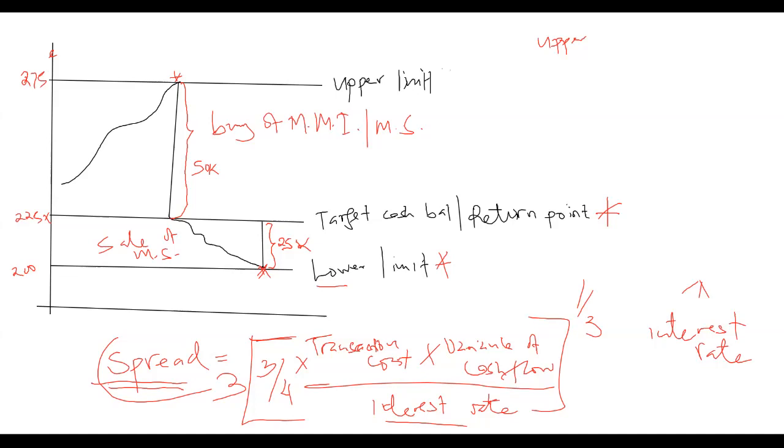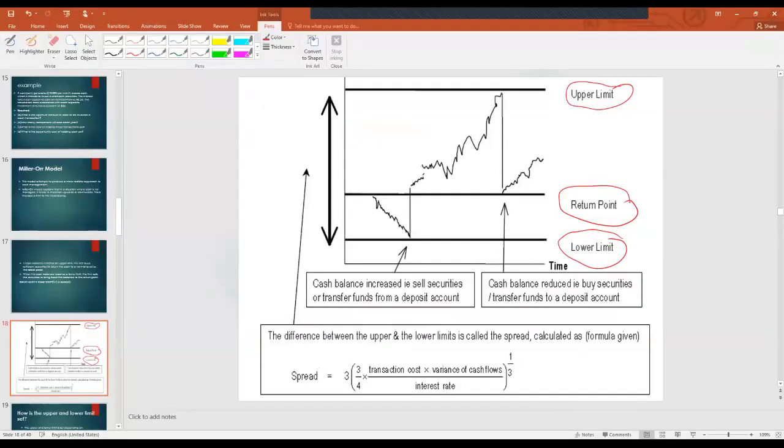Okay, if that's clear, that simply is our cash, our Miller-Orr model. If you apply this model one time, second time, third time, it becomes easy. So you don't even need to cram these formulas. You don't do that.